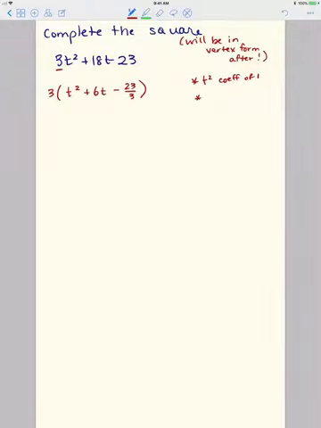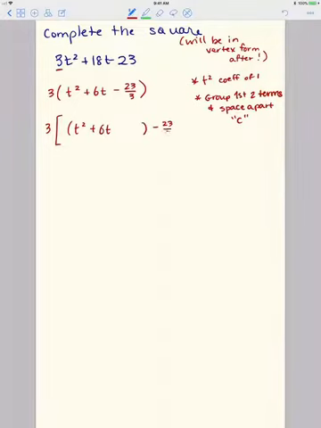The next thing you want to do is group the first two terms, leave a space, and sort of pull away or space apart that C value that's left. So what that will look like is t squared plus 6t. I'm going to leave a space, and I'll put minus 23 over 3.